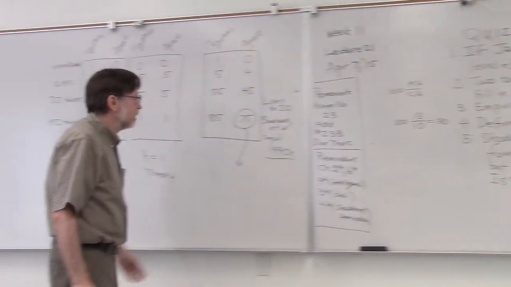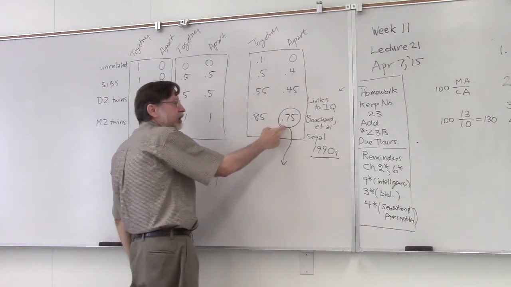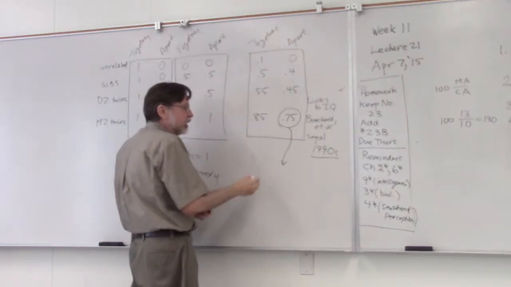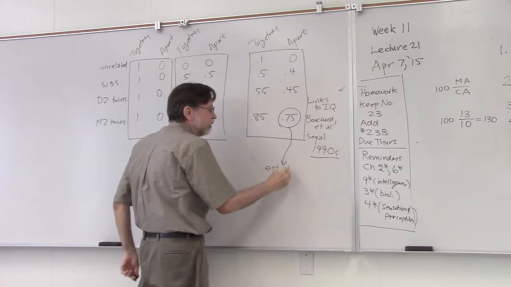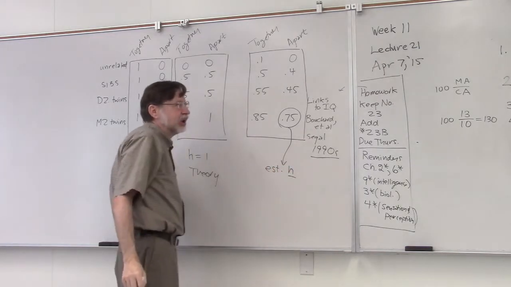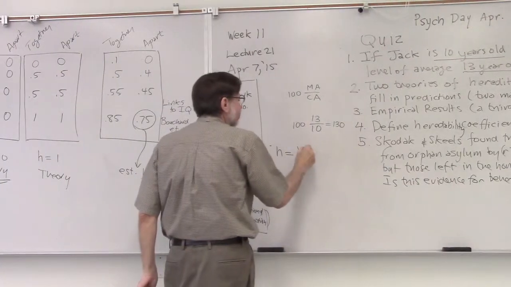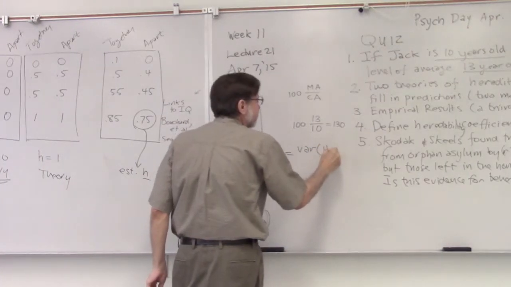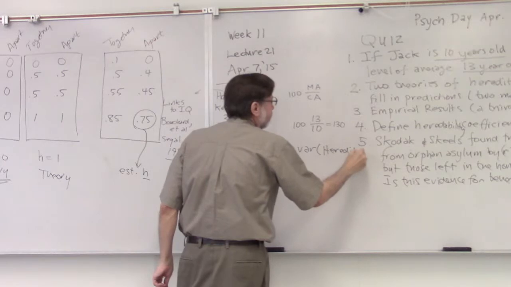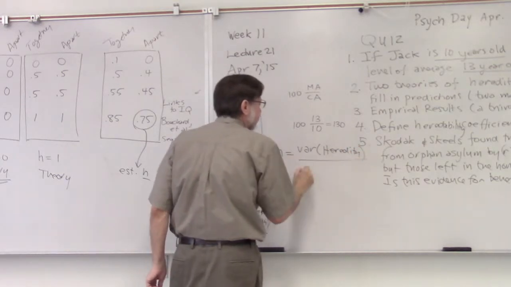All right, so 2 theories of heredity and environment, fill in the predictions, fill in the empirical results. This particular number here, which has the least amount of data in it, is also an estimate by itself of the heritability coefficient. And what is the heritability coefficient? H is equal to the variance due to heredity divided by the total variance.